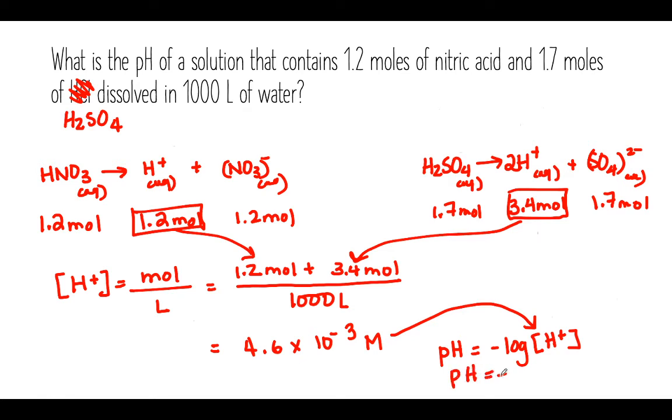pH is equal to negative log of the concentration of H+, which is 4.6 times 10 to the power of negative 3. When I do the negative log of this particular number, I get 2.3372. But like I said, this should have 1 sig fig. So it has 1 sig fig going in. So my answer should have 1 decimal place. So the answer should be 2.3.